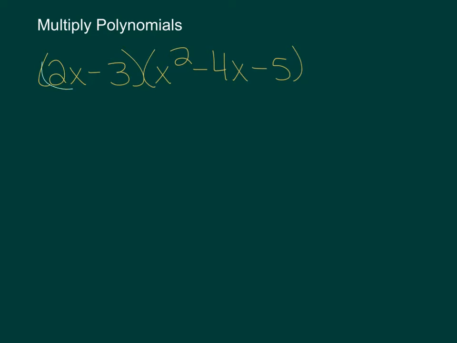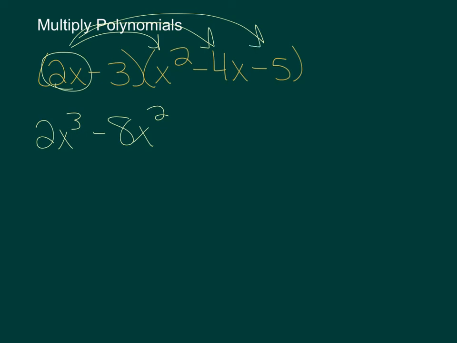First thing we're going to do is distribute the 2x. So we're going to do 2x times x squared. We get 2x cubed. 2x times negative 4x is negative 8x squared. And 2x times negative 5 is negative 10x.